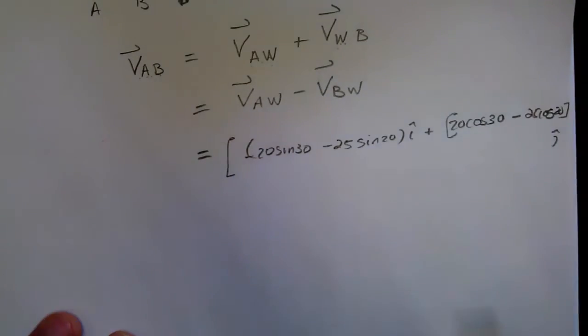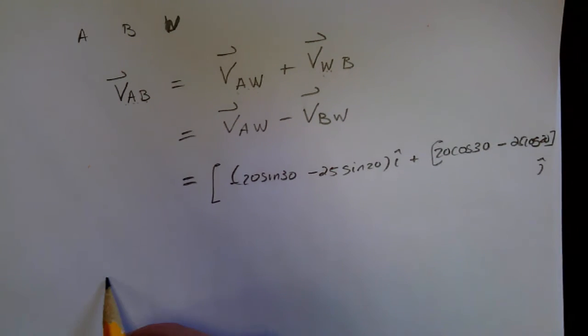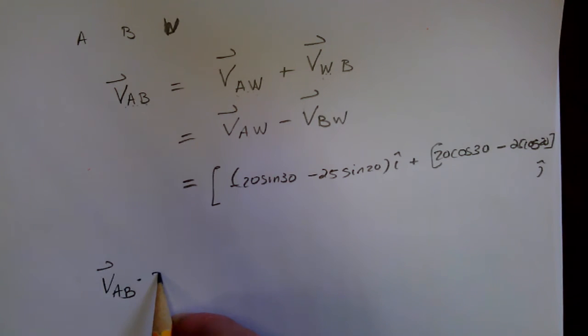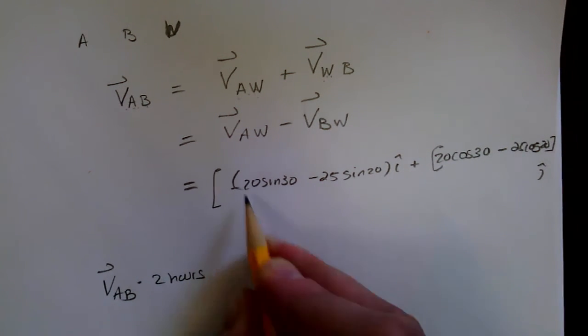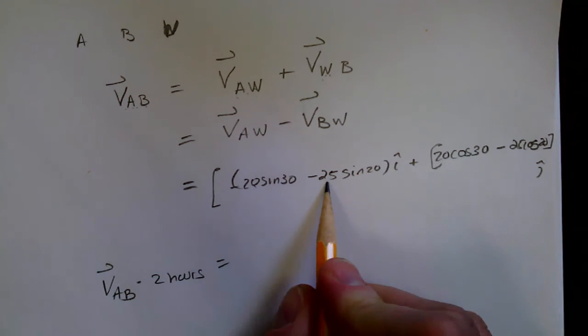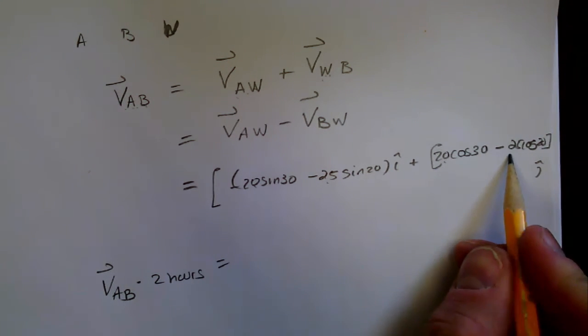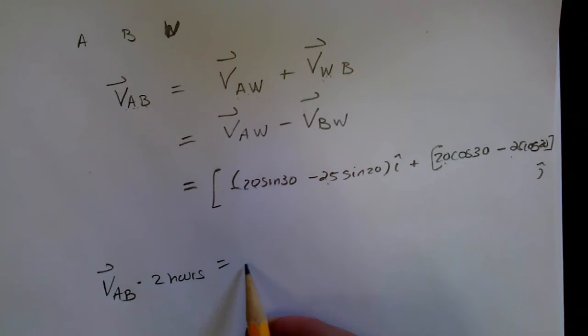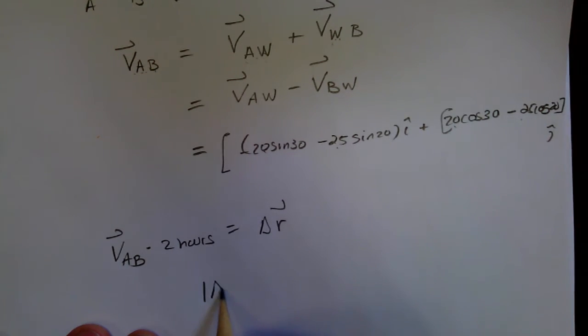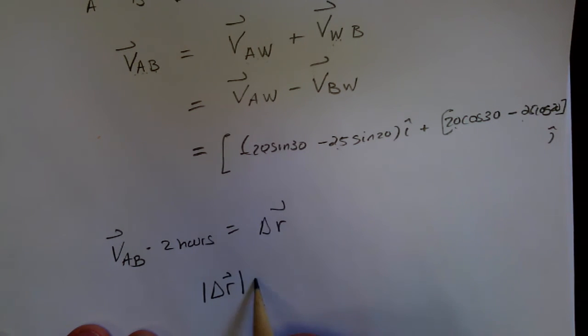And if I wanted to know the distance that A has traveled with respect to B, I would just multiply VAB by 2 hours. So all of these would become, instead of 20, this would be 40, this would be 50, this would be 20, this would be 40. And then the distance, that would be delta R, the magnitude of that vector. The magnitude of this vector. And this would be exactly the answer we had before.